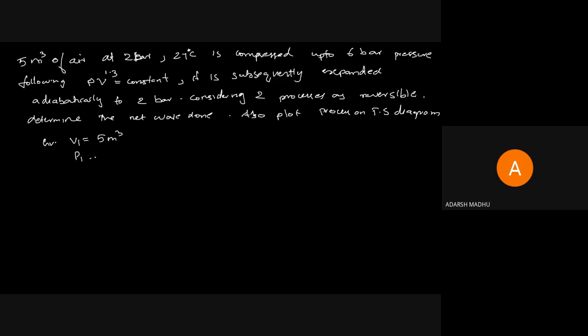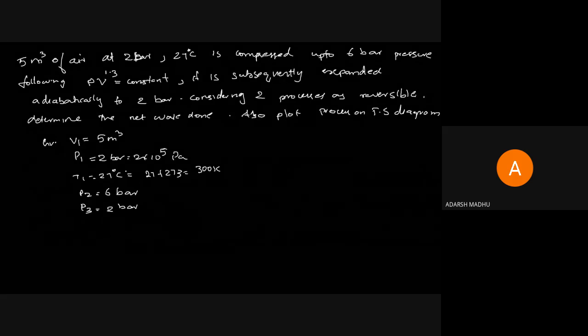Based on the given data, V1 volume is 5 meter cube, initial pressure is 2 bar, that is 2 into 10 raised to 5 Pascal. T1 equal to 27 degrees Celsius is equal to 27 plus 273 equal to 300 Kelvin. Pressure P2 equal to 6 bar. After compressing, the process expands adiabatically to another pressure, P3 equal to 2 bar. These are the given data.